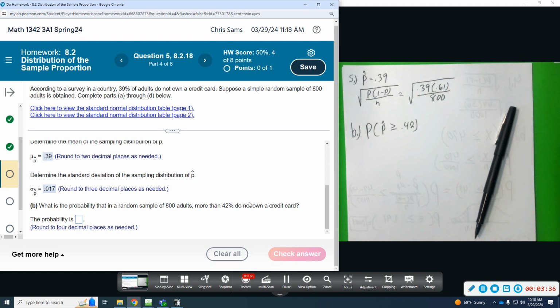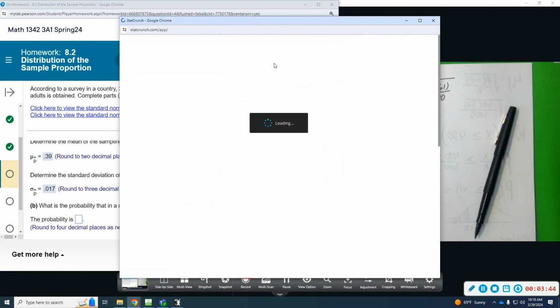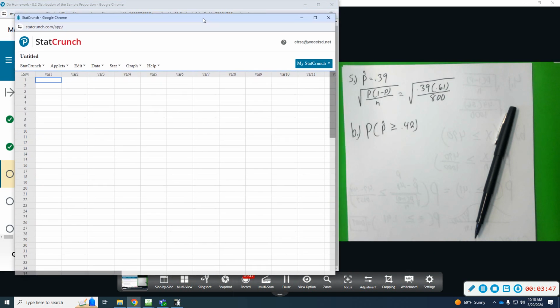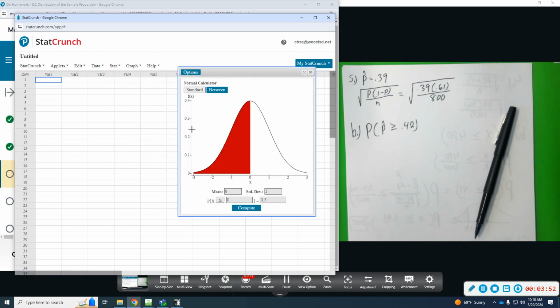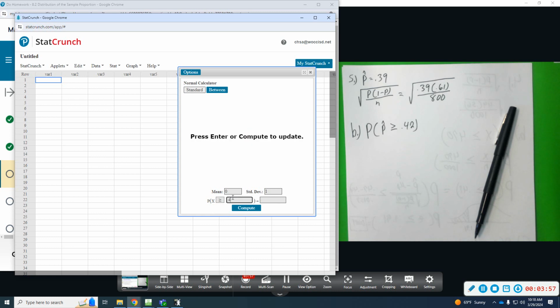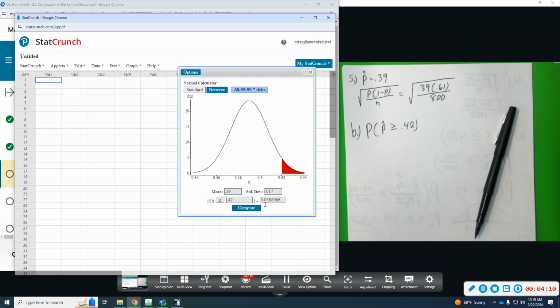After this, we're going to go to StatCrunch. That's the wrong thing, I picked textbook. We are going to go to calculators, normal approximation, more than 0.42. Our mean was 0.39. Standard deviation, we approximated to 3 decimal places, 0.017. So once we compute, we get 0.0388.